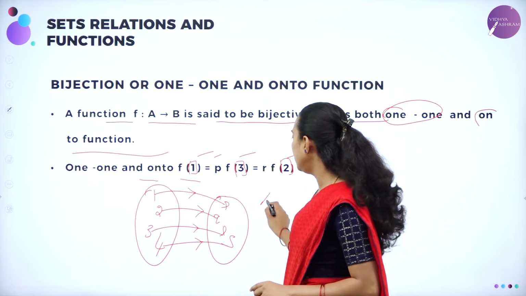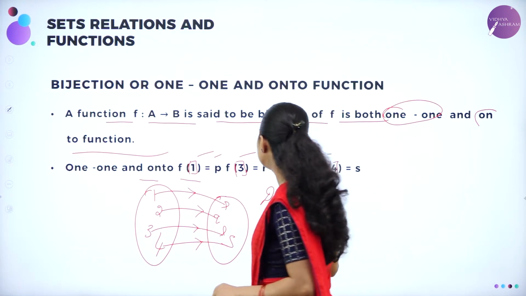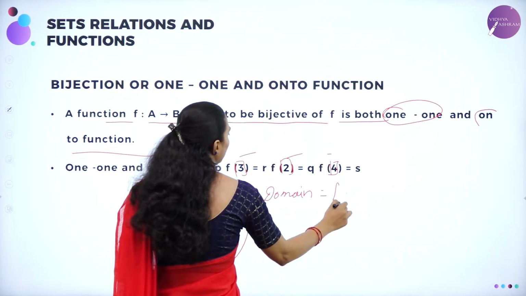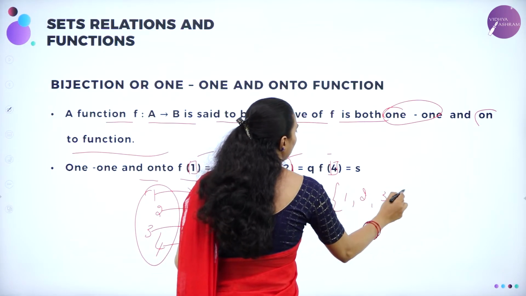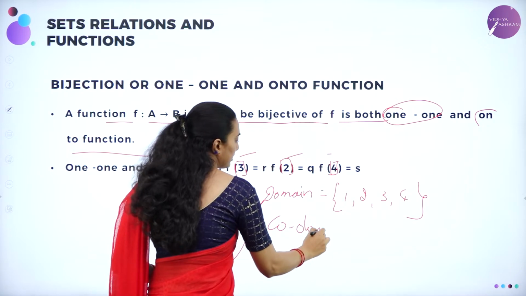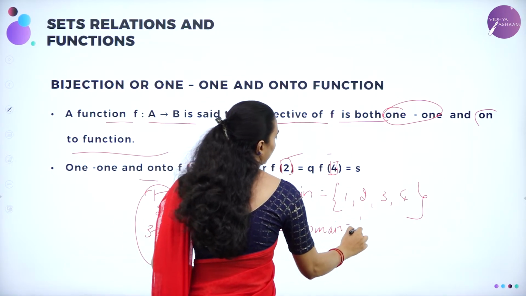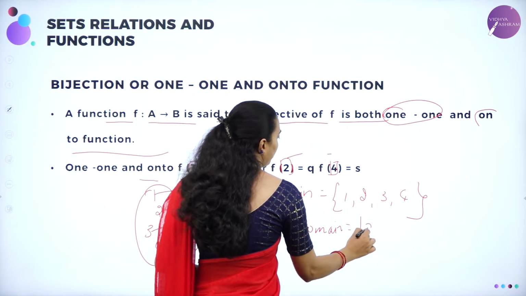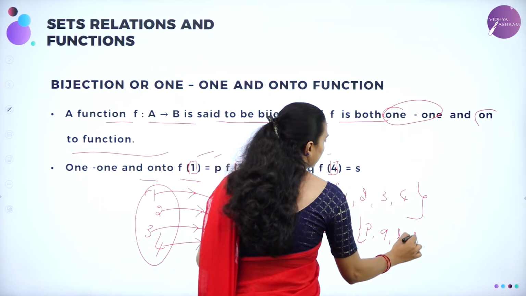So what is the domain? Domain set elements are 1, 2, 3, 4. What is the codomain? Codomain set elements are the whole set B, that is P, Q, R, S, correct?